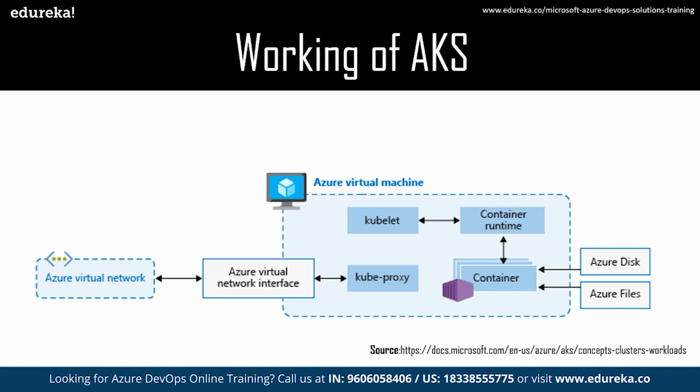You have your Azure Virtual Network Interface. It is something that takes care of all the interface requirements that you might otherwise have. And similarly, you have your kube proxy. Kube proxy again works together with your virtual network interface, or basically your Azure virtual network, and tells you what needs to be done. Now, all these things reside on a virtual machine again.